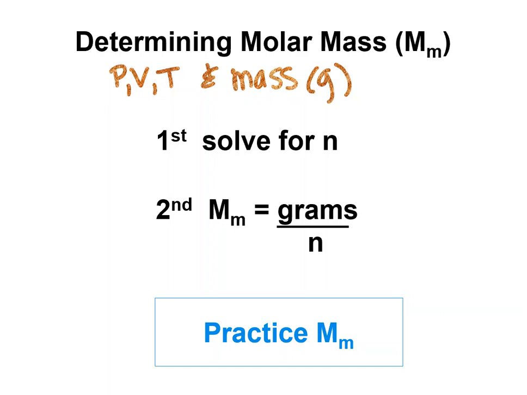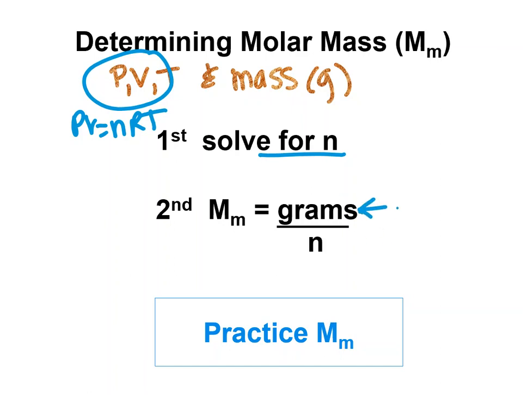So first, you use the P, V, and T in PV = nRT, and you solve for n. And then second, you take the grams that were given and you plug that in here, and you just divide to get molar mass in grams per mole.